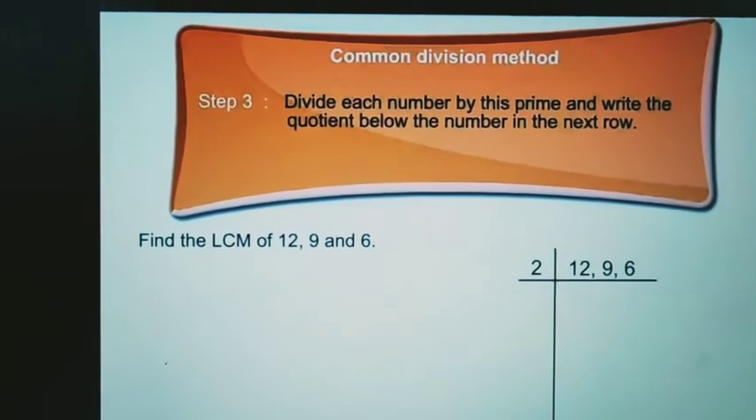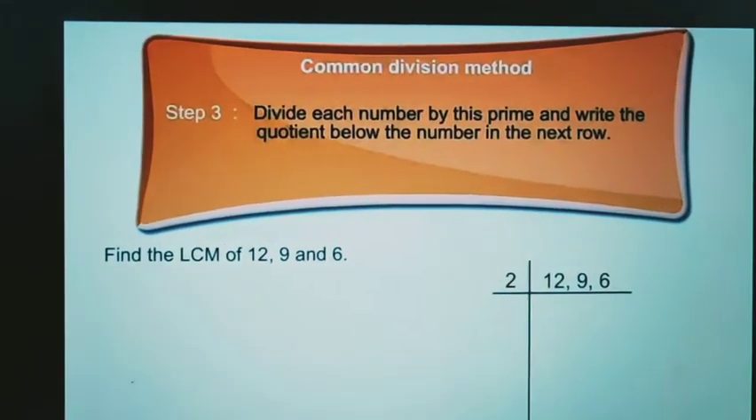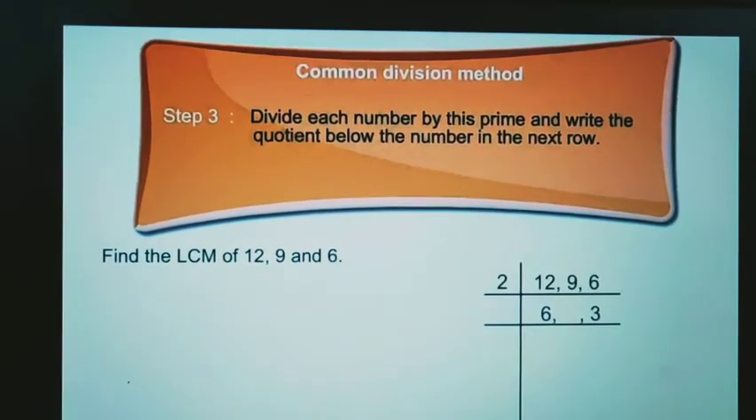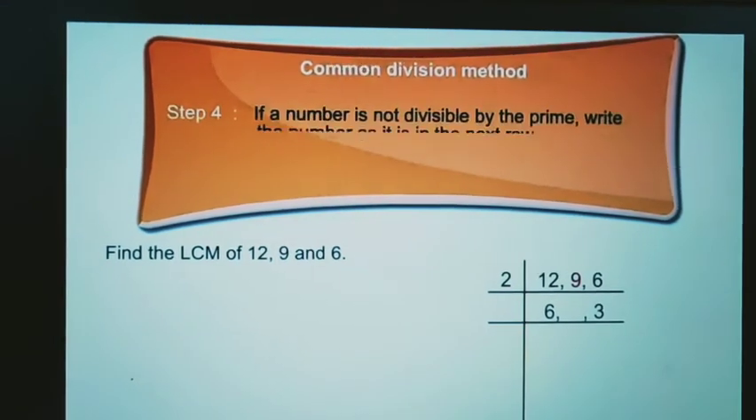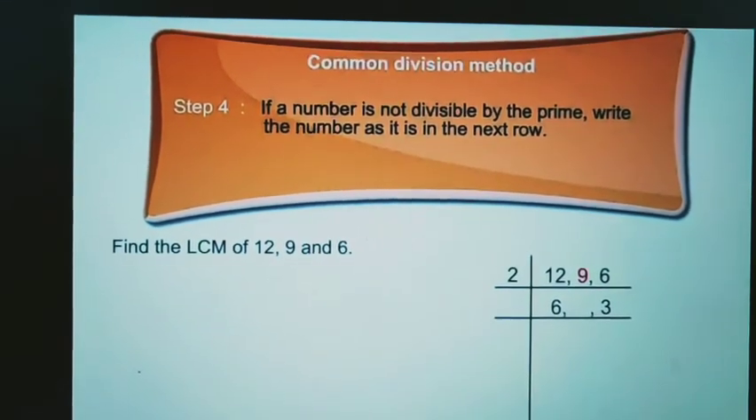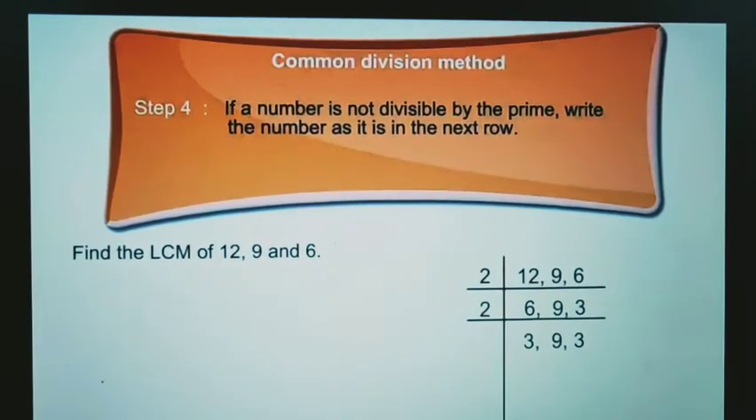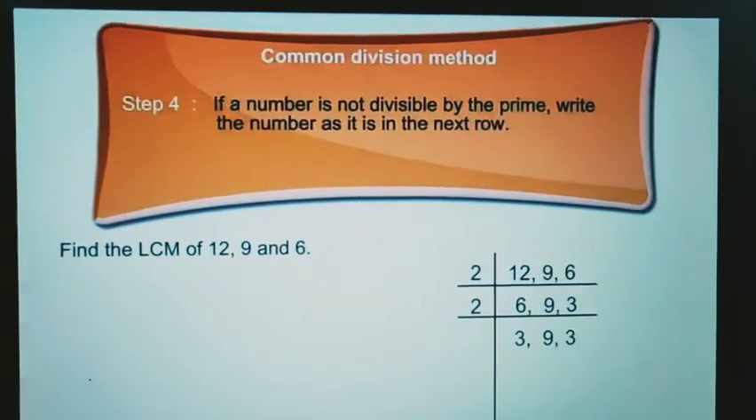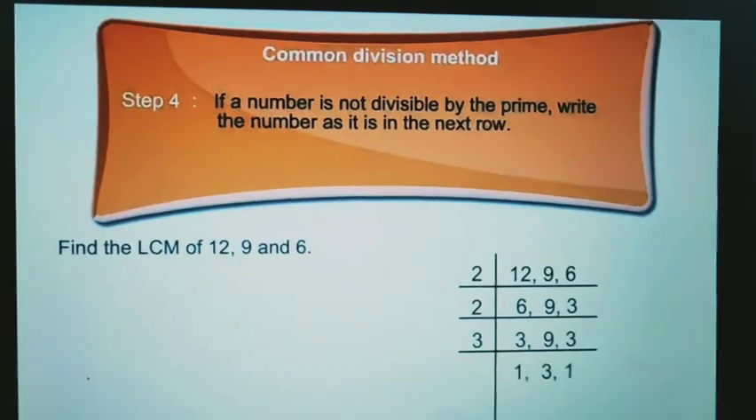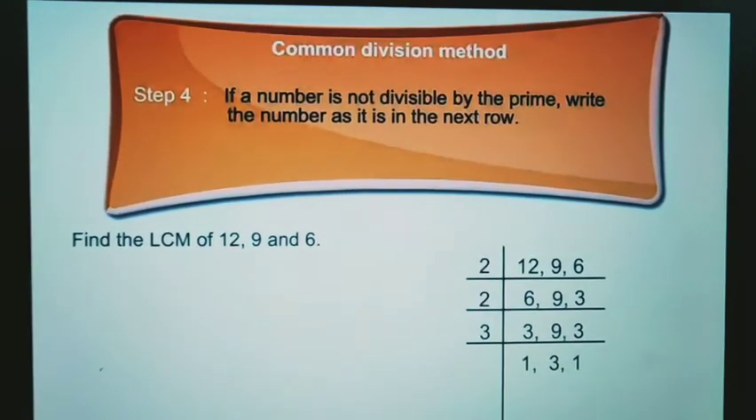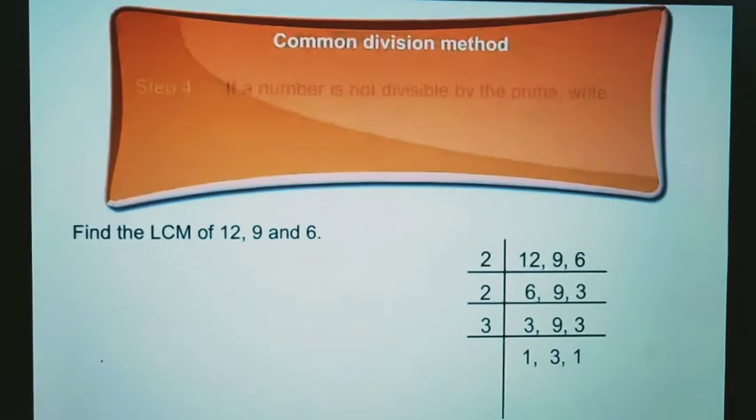Divide each number by this prime and write the quotient below the number in the next row. If a number is not divisible by the prime, write the number as it is in the next row. If none of the numbers are divisible by 2, then divide by 3 and subsequently by 5 and so on.